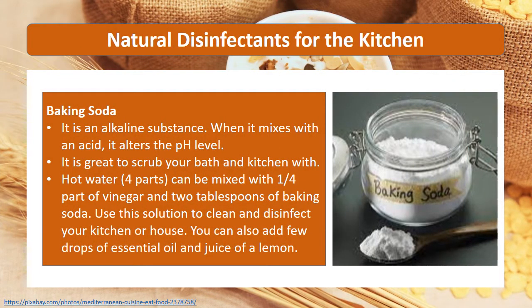Baking soda. It is an alkaline substance. When it mixes with acid, it alters the pH level. It is great to scrub your bath and kitchen with. Hot water, 4 parts, can be mixed with 1/4 part of vinegar and 2 tablespoons of baking soda. Use this solution to clean and disinfect your kitchen or house. You can also add a few drops of essential oil and the juice of a lemon.